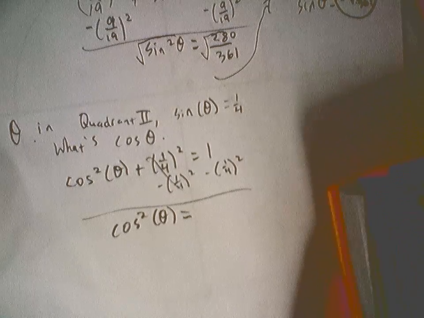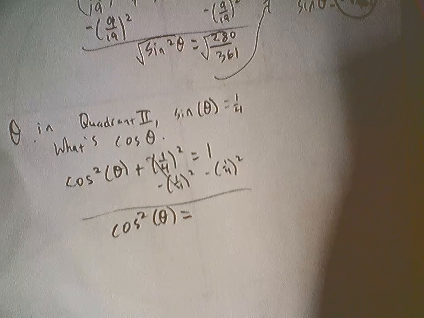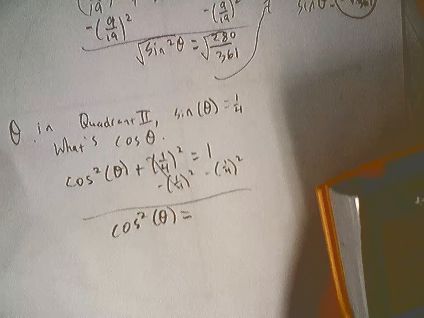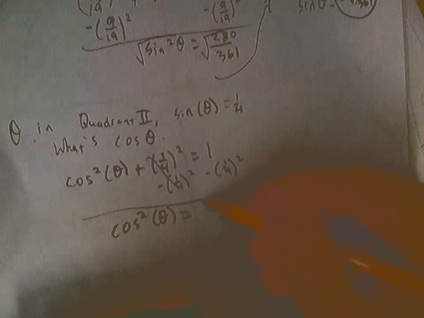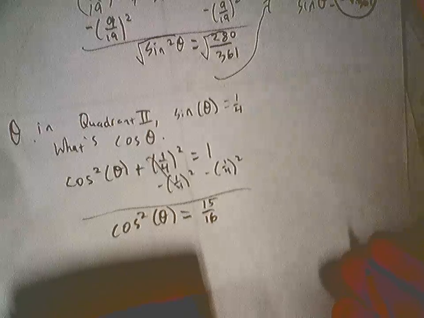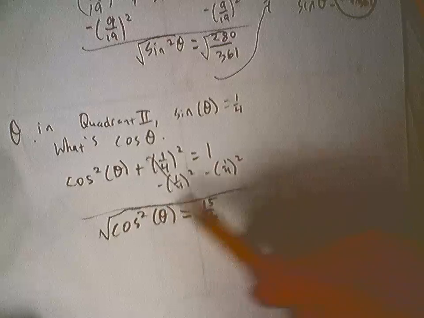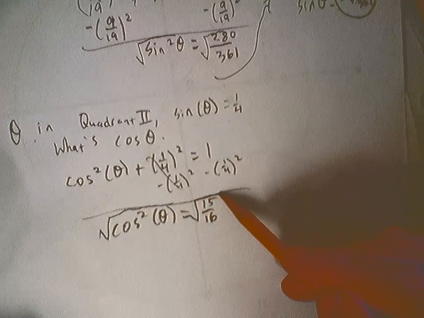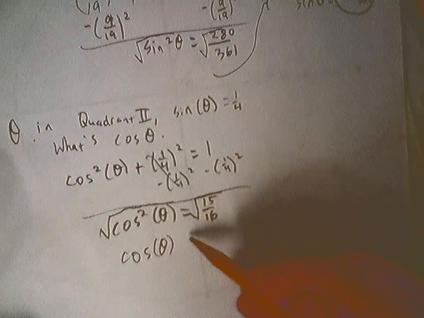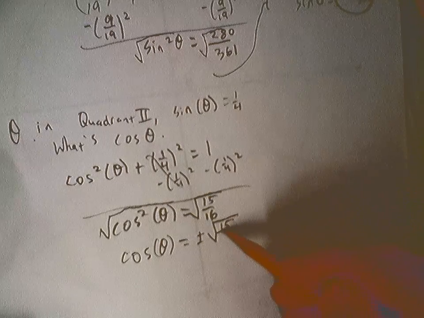So in my calculator, I'm going to do 1 minus negative 1/4 squared. So I get 15 over 16. Now I'm going to square root both sides. Since it's being squared and I want to figure out what cosine of theta is, I'm going to square root both sides. So cosine of theta equals plus or minus the square root of 15 over 16.